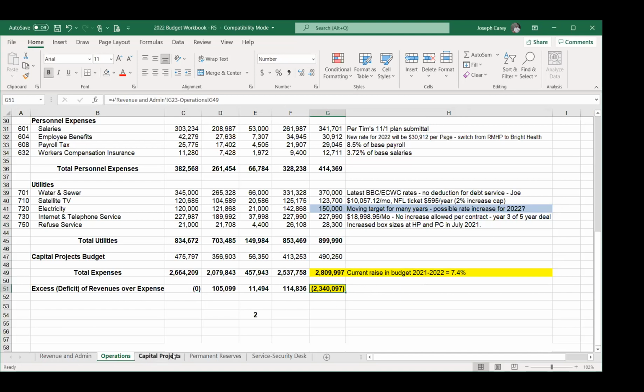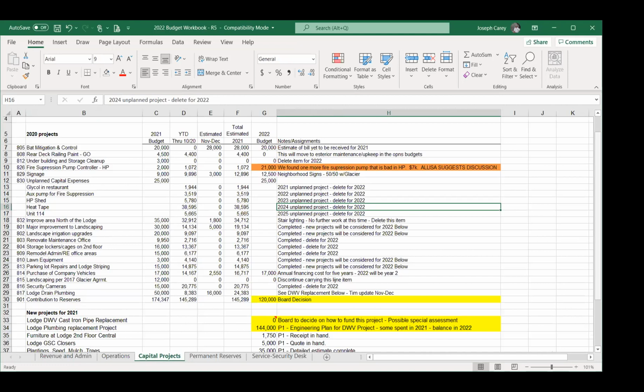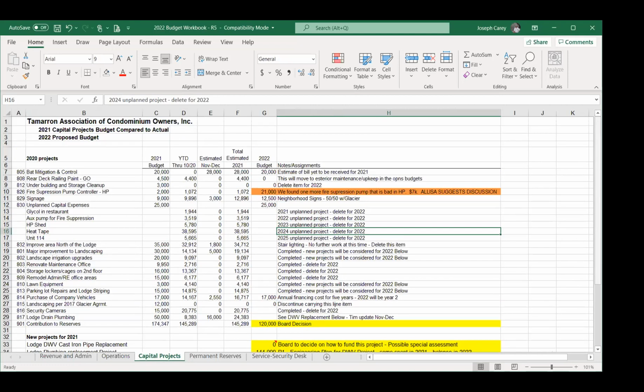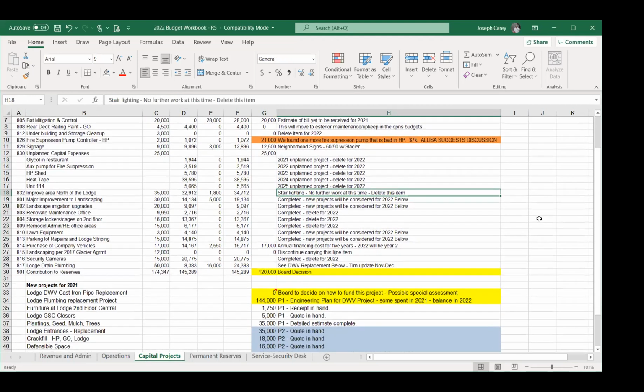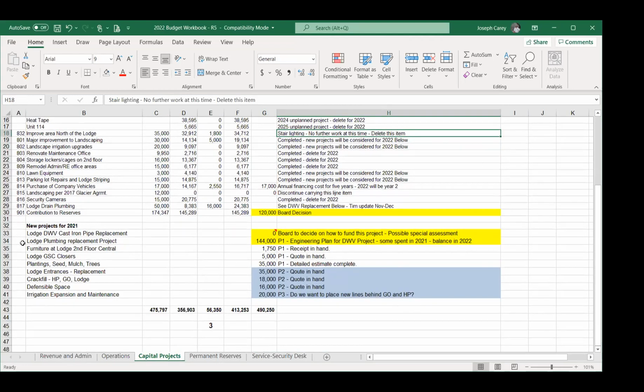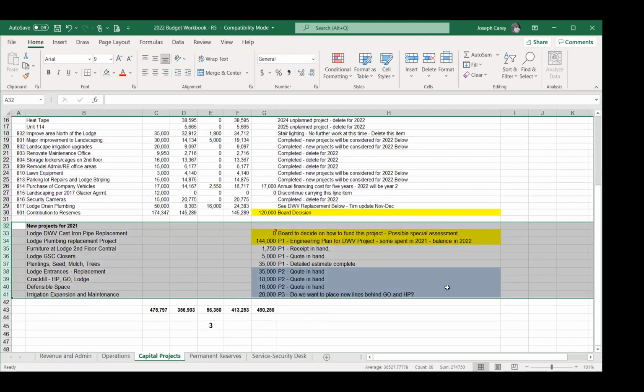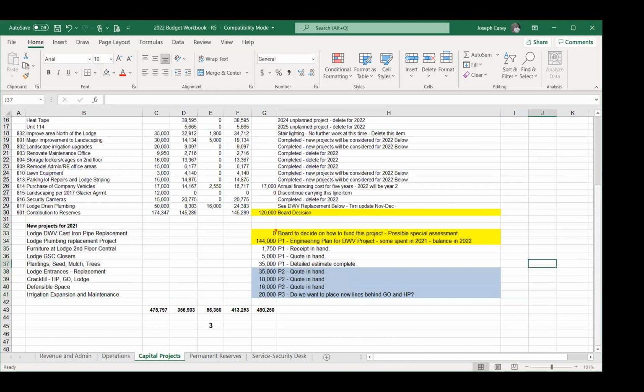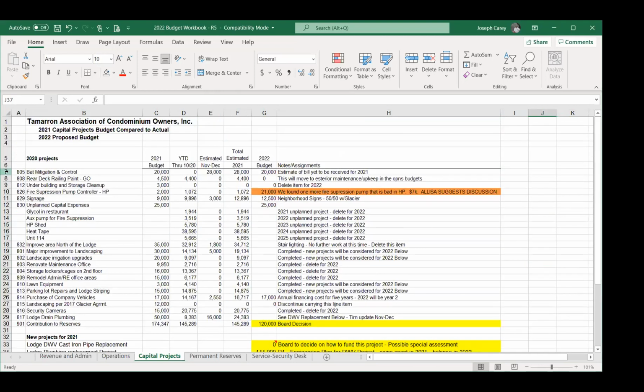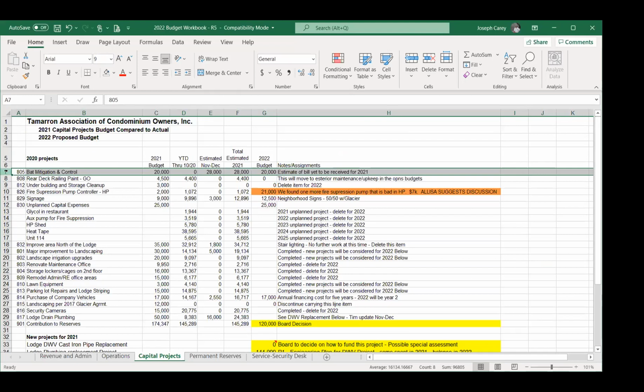So let's move over to capital. Capital, these are our one-time projects in any given year. That's why you'll see a bunch of zeros or blank spaces. These are all items that were completed this year and they'll be deleted for next year. And if I scroll down, this area right here is the wish list for next year. So going back up to the top. 805, bat mitigation and control.